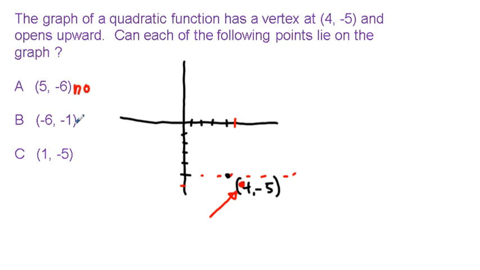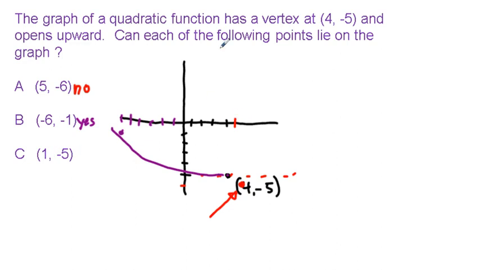Negative 6, comma, negative 1. So for this other one, I'm going to use purple. So negative 6, comma, 1, negative 1, negative 2, negative 3, negative 4, negative 5, negative 6. Negative 1 is going to be right over here. Is this point possible here? Yes, it is, because it's going to be possibly up like that, right? So yes, for the second one.